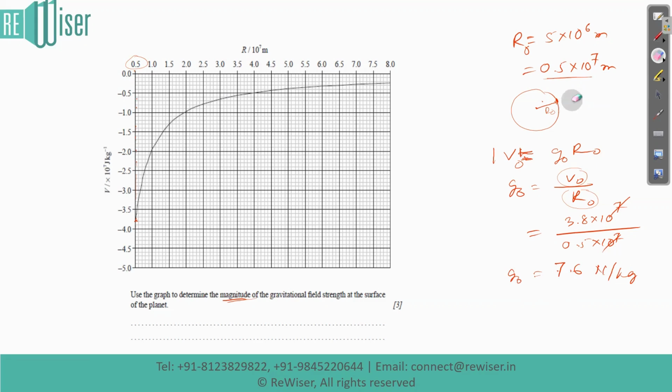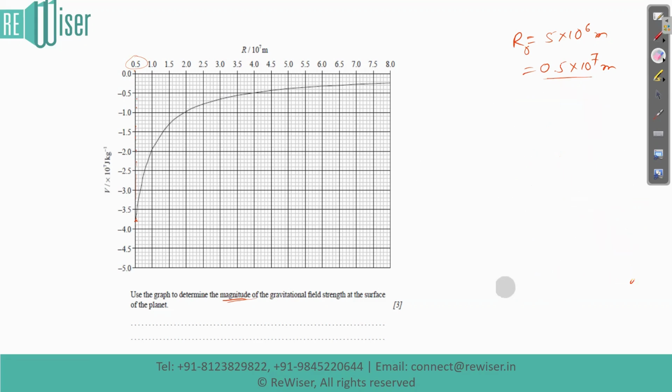So let me make a note of these things. V0 is 3.8 into 10 to the power 7 joules per kg. G0 is 7.6 Newton per kg.